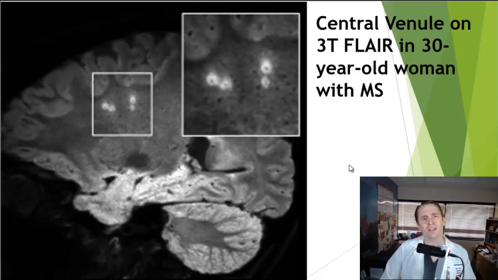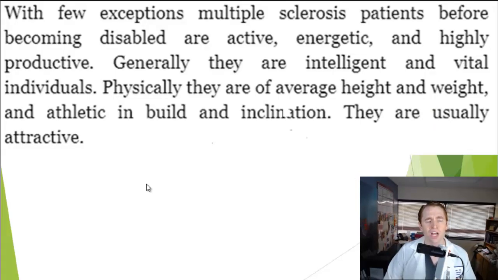And he was sure the disease must be environmental because it seems to come out of nowhere in otherwise healthy people. And this is a quote from his book where he says, "With few exceptions, multiple sclerosis patients before becoming disabled are active, energetic, and highly productive. Generally, they are intelligent and vital individuals. Physically, they are of average height and weight and athletic in build and inclination." I'll let you read the last sentence there.